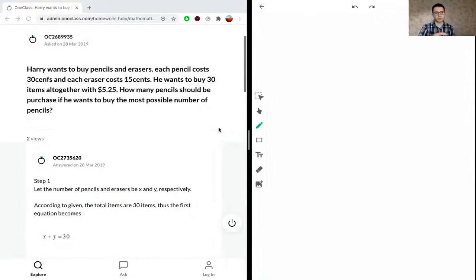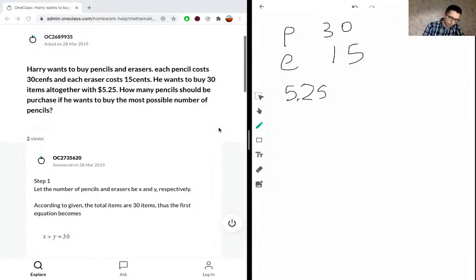Okay, so the first question we're asked is Harry wants to buy pencils and erasers. Each pencil costs 30 cents and each eraser costs 15 cents. So for a pencil, 30 cents. For an eraser, 15 cents. He wants to buy 30 items altogether with $5.25. That's our total. So I'm just writing some givens down based on the question and the statements given.